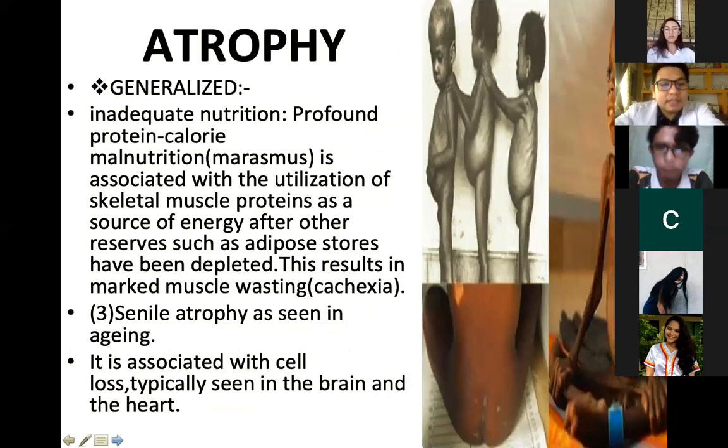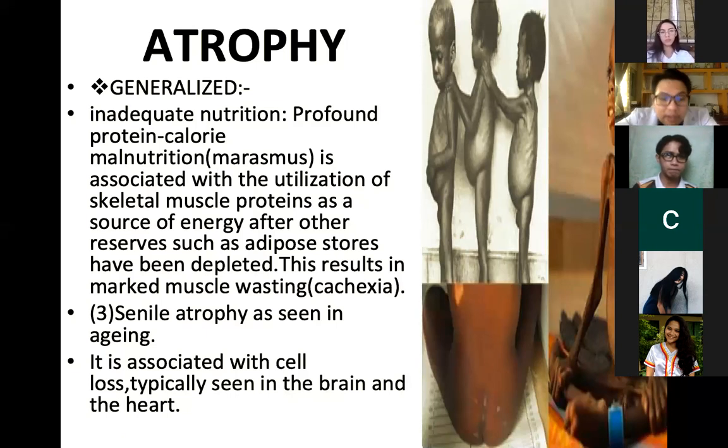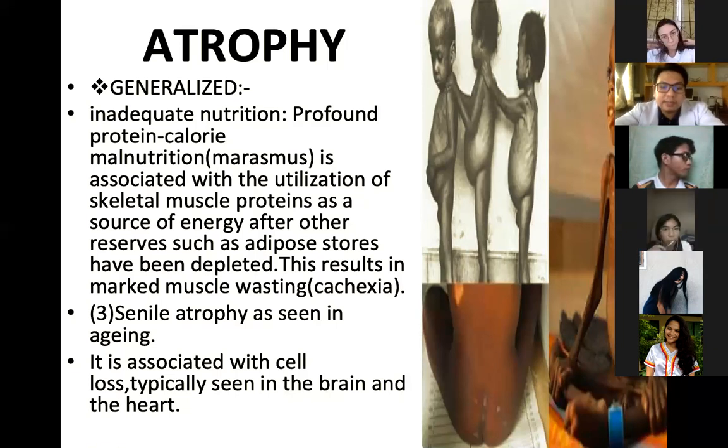Okay. So, atrophy, pathologic. Okay. The profound protein calorie malnutrition, also known as marasmus. So, atrophied yung body nila, class, because of malnutrition. So, seen in aging, this is associated with cell loss, typically seen in the brain and the heart. Okay.